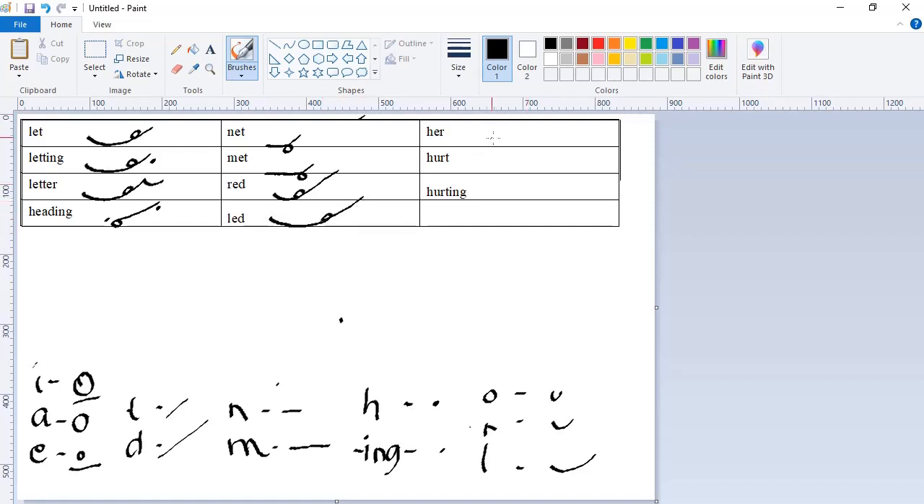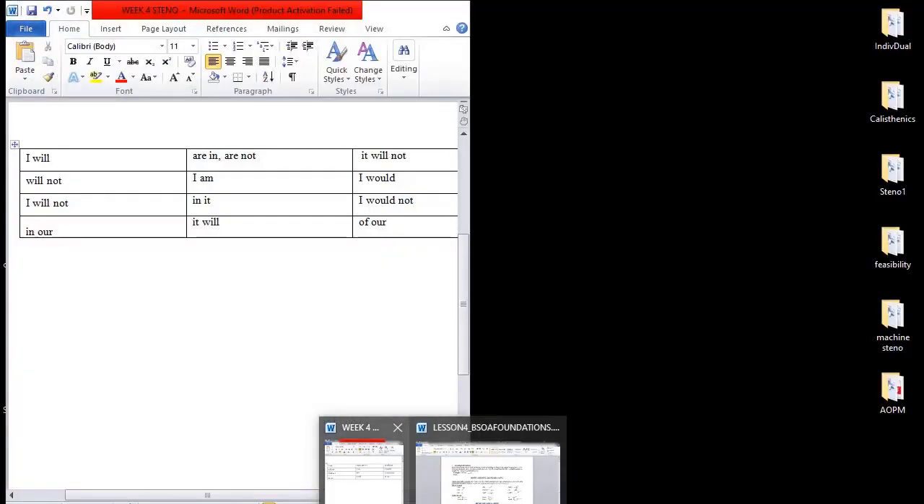Led. Her, we have E, R, and then we have H. Hurt, we have E, R, T, and then your H. Hurting, nandyan na yung hurt. Now, all you need to do is add yung inyong ing. Okay, so now let's move on to our next and last part of this lesson.